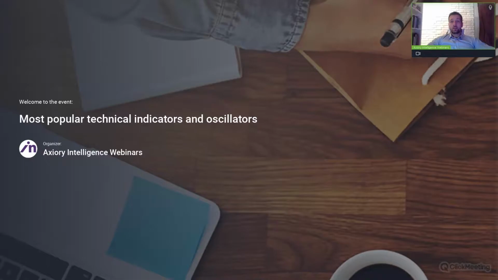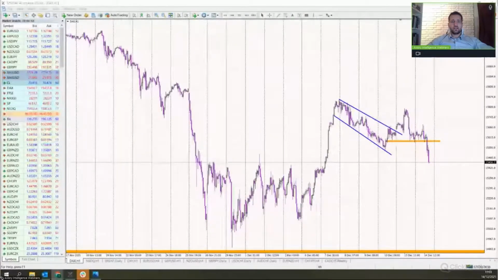Personally, I don't use indicators. I use pure price action trading. Wait, I'm going to close this and I will show you my platform. So I don't use indicators. I use pure price action trading, but of course I know how to use indicators.